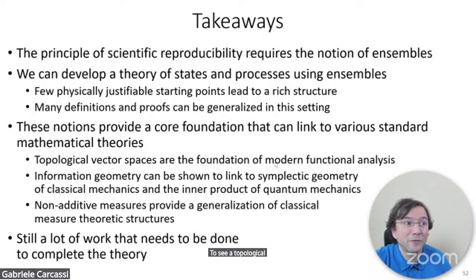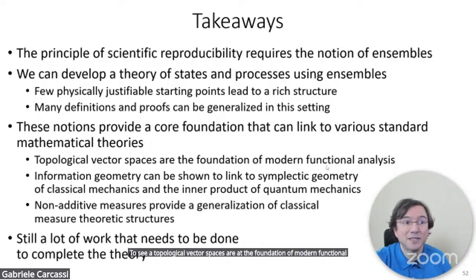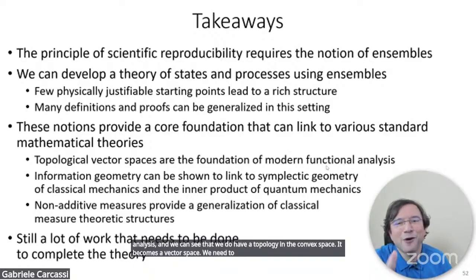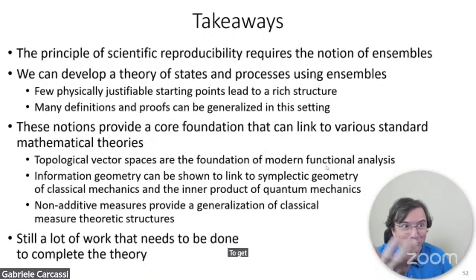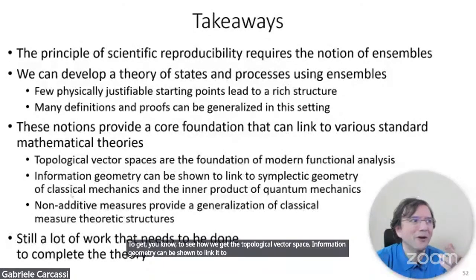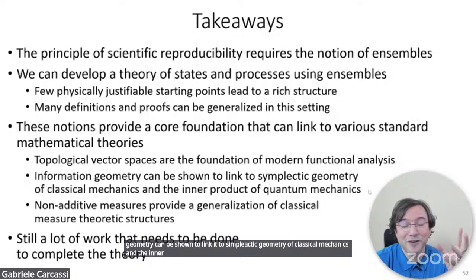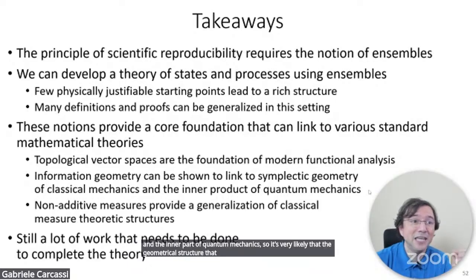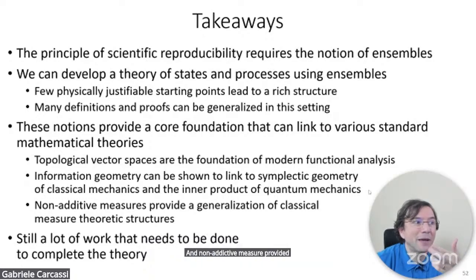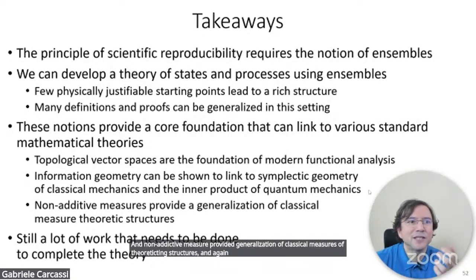Topological vector spaces are the foundation of modern functional analysis, and we can see that we do have a topology, and the convex space becomes a vector space. We need to understand how to get the topological vector space. Information geometry can be shown to link to the symplectic geometry of classical mechanics and the inner product structure of quantum mechanics. So it's very likely that the geometrical structure we have, if projected in the right way on the space of idealized states, will let us recover those structures. And non-additive measures provide a generalization of classical measure-theoretic structures. Again, maybe there is a generalization of integration and differentiation that will make sense.